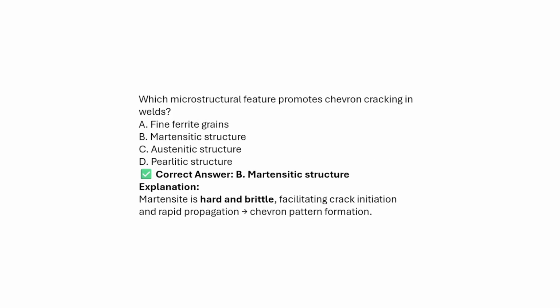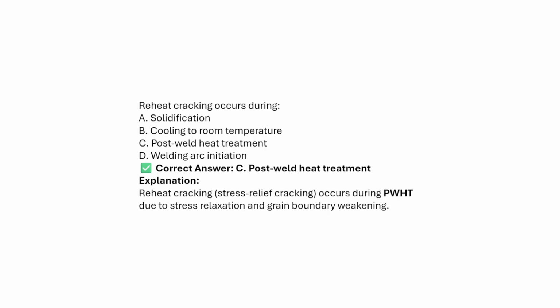Okay, next, which microstructure feature promotes chevron cracking in welds? Which is the hard and brittle material that will form this kind of cracking? Options: A, fine ferrite grains; B, martensitic structure; C, austenitic structure; D, pearlitic structure. The answer will be the martensitic structure because it is the brittle phase, and during tensile load it will start cracking. Martensite, being hard and brittle, facilitates crack initiation and rapid propagation that will result in chevron pattern formation.